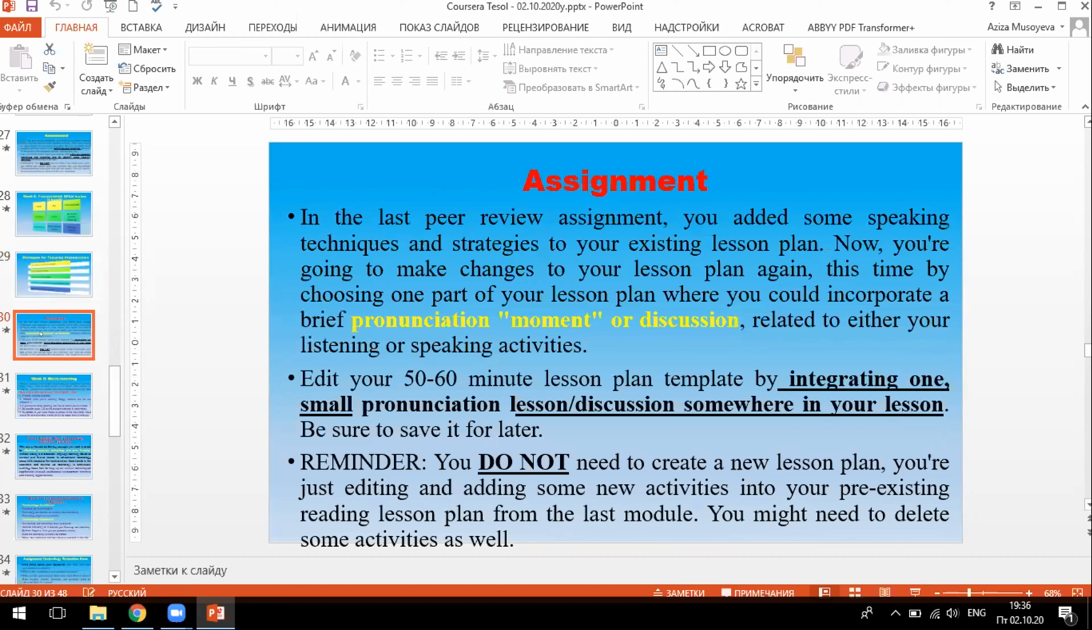And the assignment here, they ask you to put some pronunciation moment or discussion in the lesson plan that you have already created. So you need to incorporate one small pronunciation lesson or discussion in the lesson plans that you are doing. You don't need to create a new lesson plan. You just edit one activity. You just delete one activity, maybe one speaking activity or one listening activity, and then put one pronunciation activity in the lesson plan, and that's all.